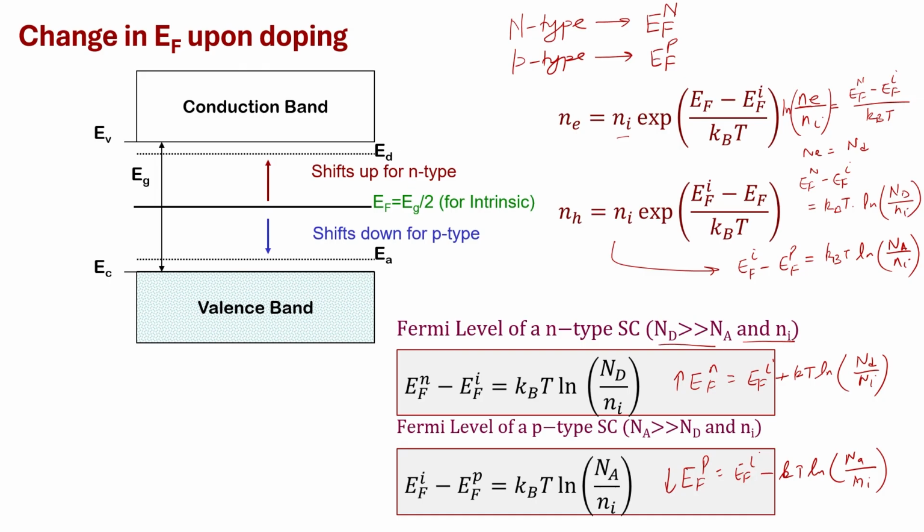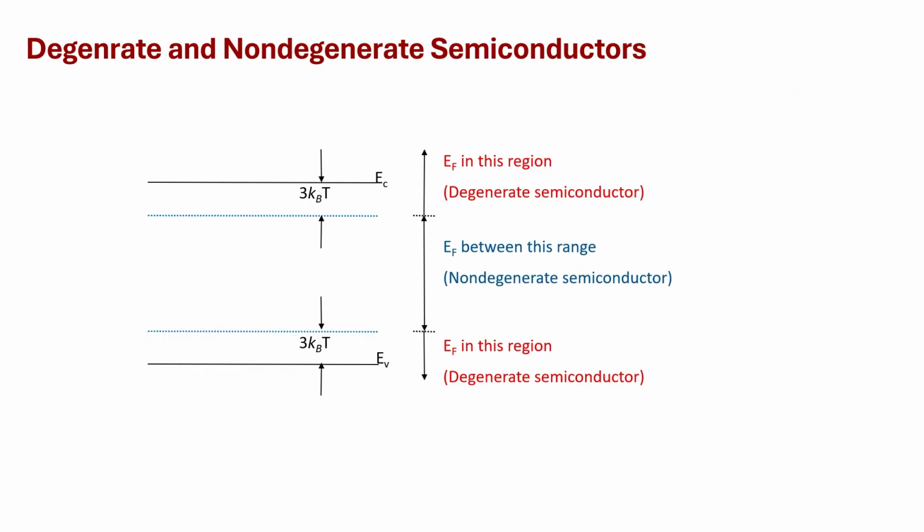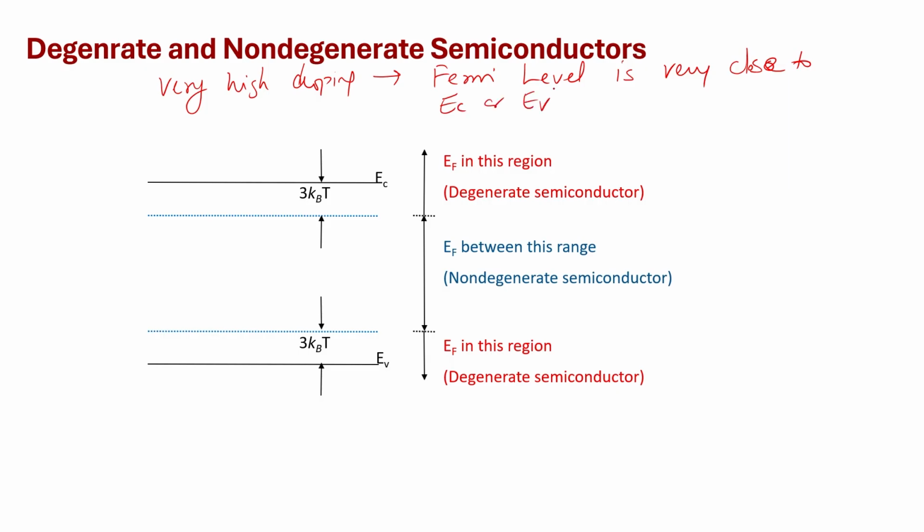And for a p-type semiconductor, Na must be much larger than Nd and Ni both. Another thing is that if you keep doping, the Fermi level goes very close to the conduction band or very close to the valence band for very, very high doping levels. So, for very high doping, the Fermi level is very close to EC or EV, depending upon the type of doping.